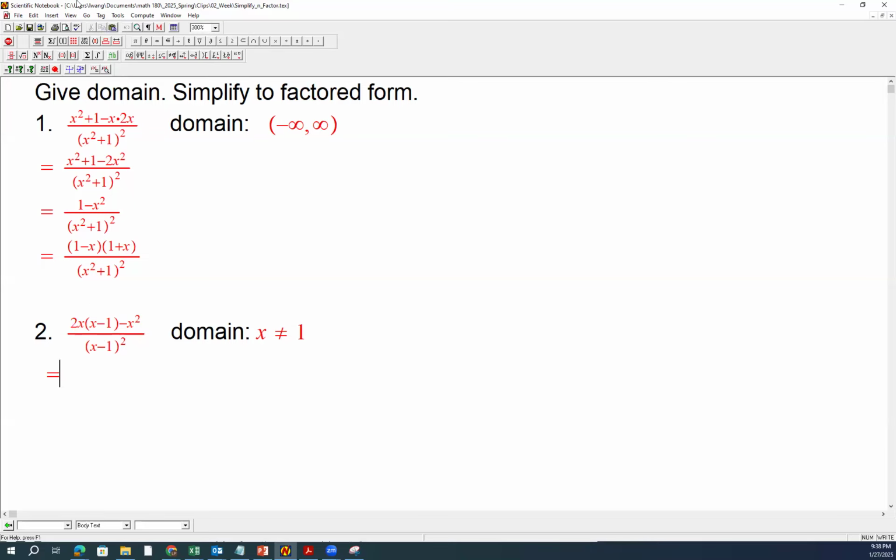Once again, you can see the next one. Just work along with me, right? So we're going to distribute the 2x to x minus 1. So we're going to get 2x squared, right, minus 2x, right? And then we simplify. So this will really bring your algebraic skills up to speed. And then in factored form.